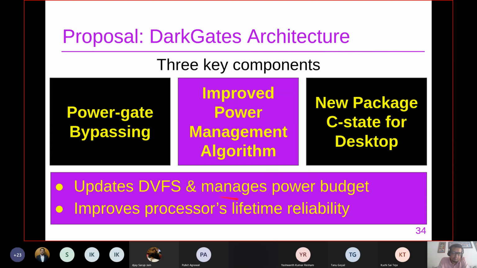Now, why do I say they manage the power budget? The reason is when I am bypassing the power gating, now the idle cores will have some leakage power again. So the effective power budget that is there for the active cores actually reduces. So now I need to manage the power budget a bit intelligently. So they actually update the power budget firmware.